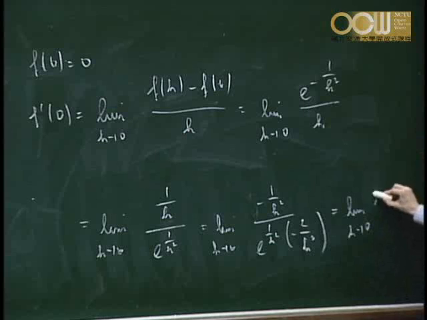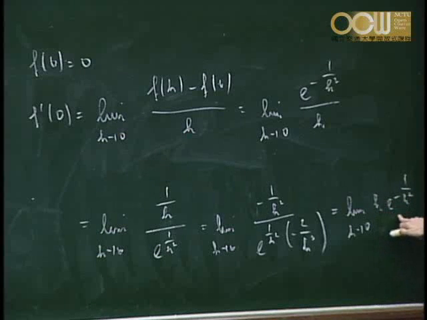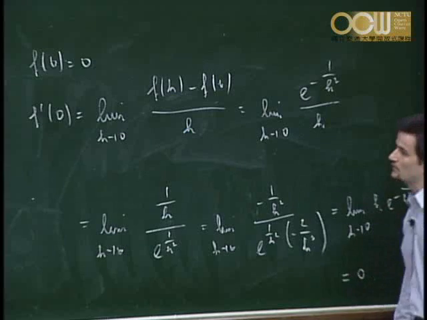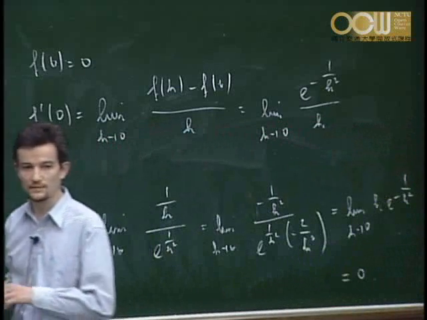Namely, what you get is h times e to the minus 1 over h squared. And now you do not have an indefinite form anymore, because if you plug in, here you have 0, here 0 as well. 0 times 0 is 0. So what you have is 0. So the first derivative is 0 as well.